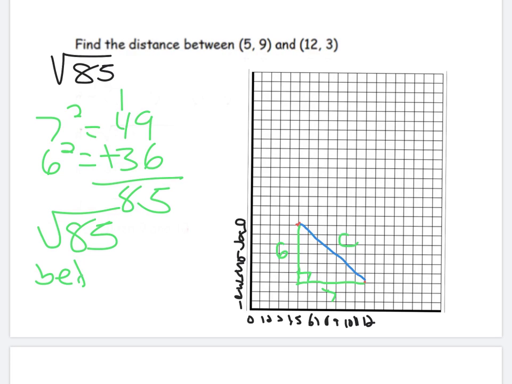which again is between 9 and 10, and it's closer to the 9. So we get the same answer either way. That way might be an easier way of calculating the distance between 2 points, but only if you have an actual grid to work with.